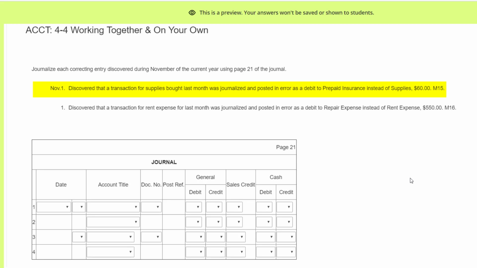So on November 1st, it says, discovered that a transaction for supplies bought last month was journalized and posted in error as a debit to prepaid insurance instead of supplies. So the first thing I'm going to do in my journal is drop down my date, November 1st. And then my document number here is M15. And now I have to find my two accounts. So here is my first account, supplies. And then my second account is prepaid insurance.